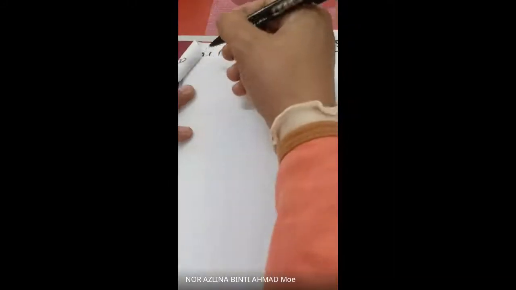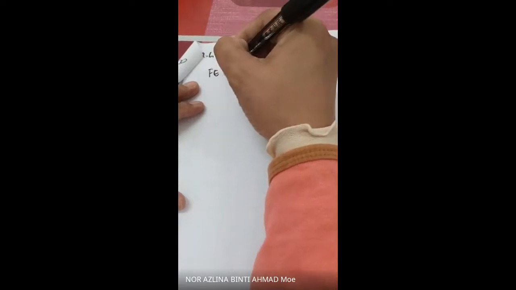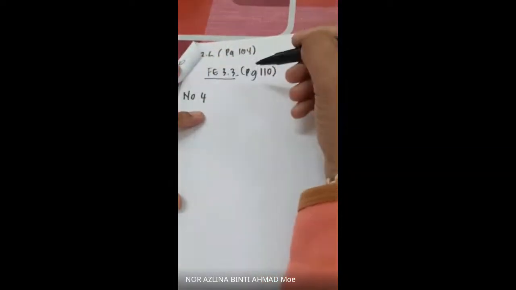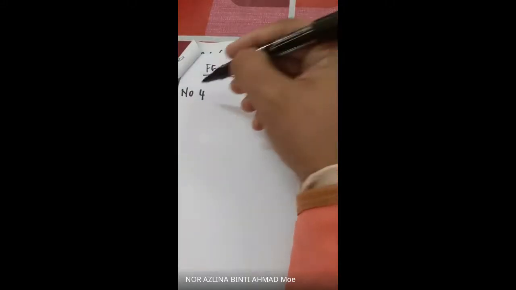Any problem? Four and 5, any problem? Sir, no, 4B problem, teacher. Huh? 4B. 4B. This is formative exercise 3.3, page 110, number 4. 4B.